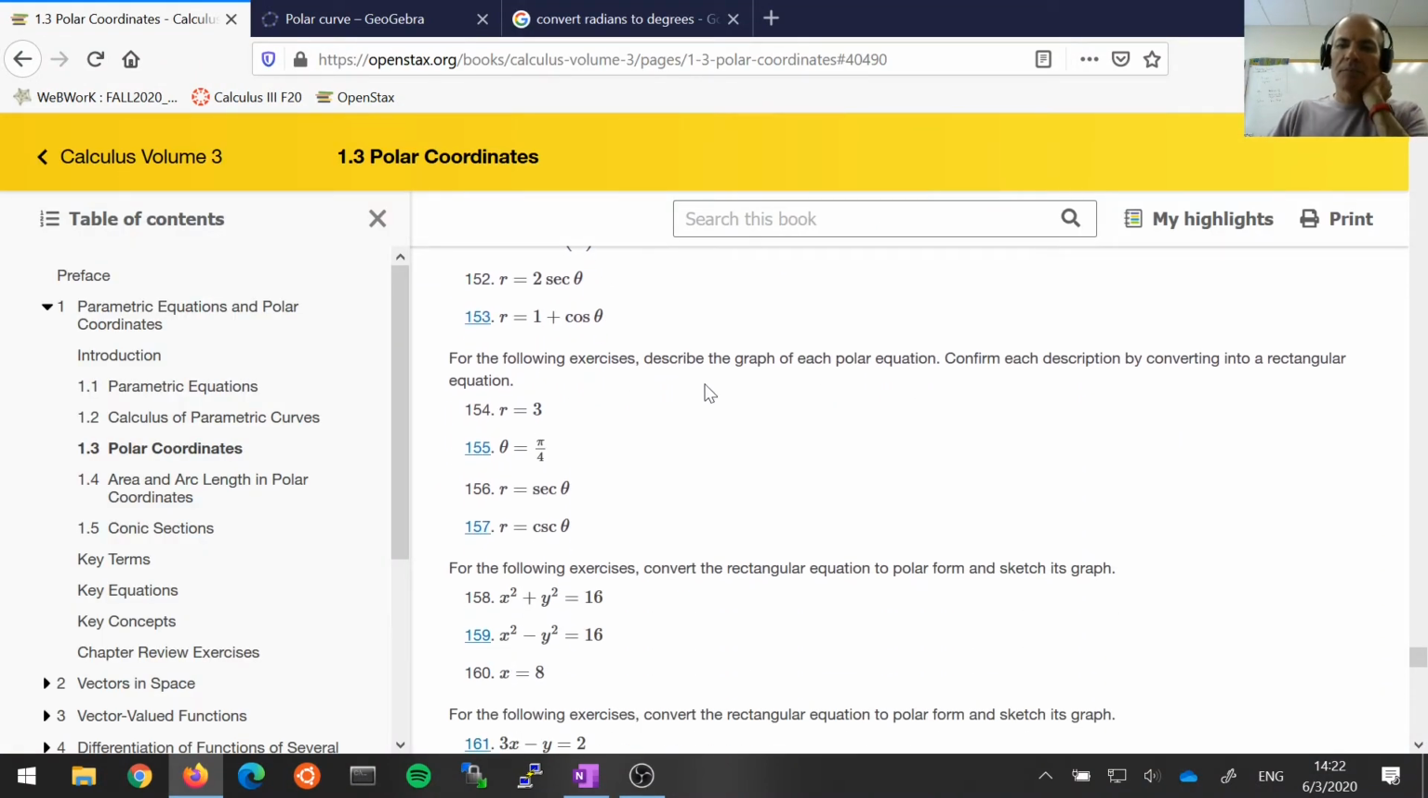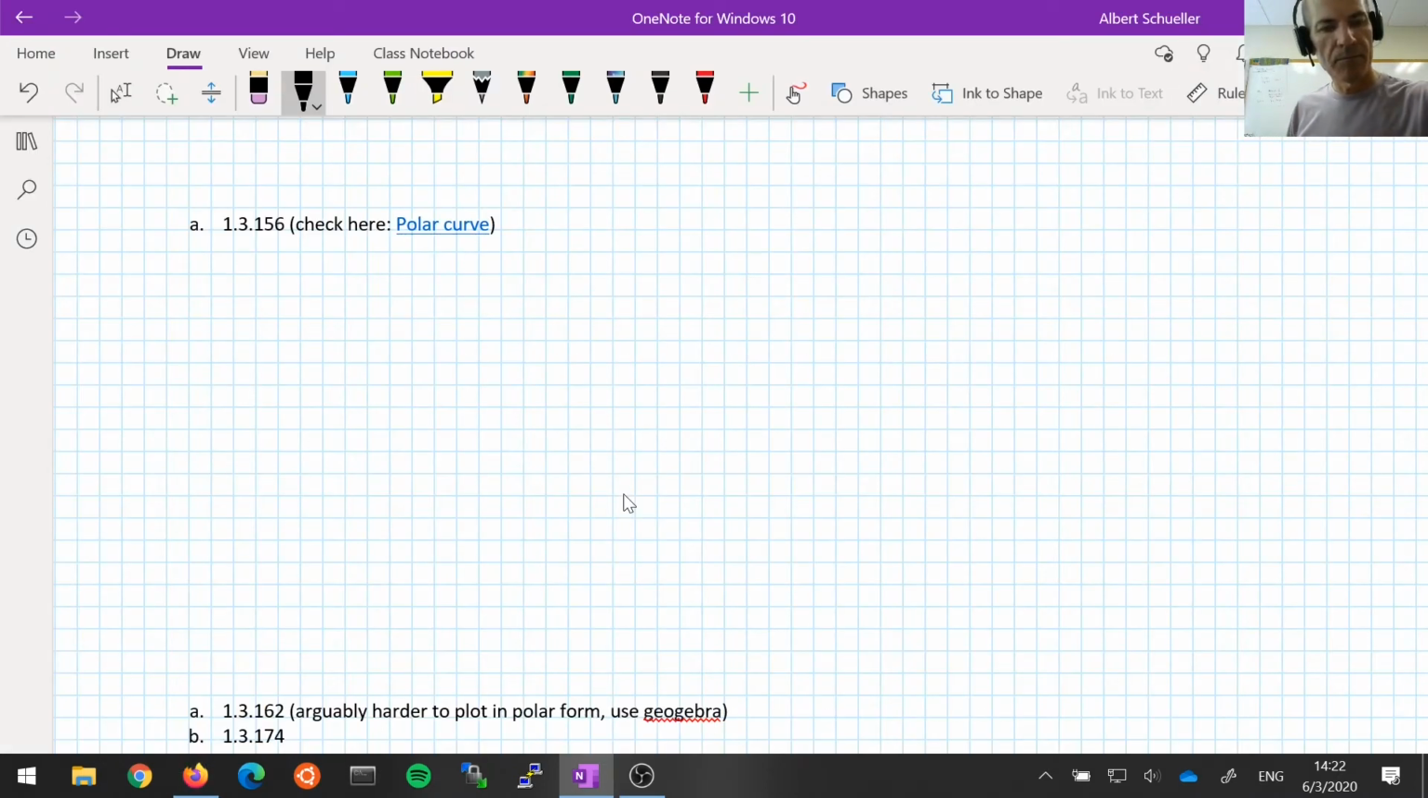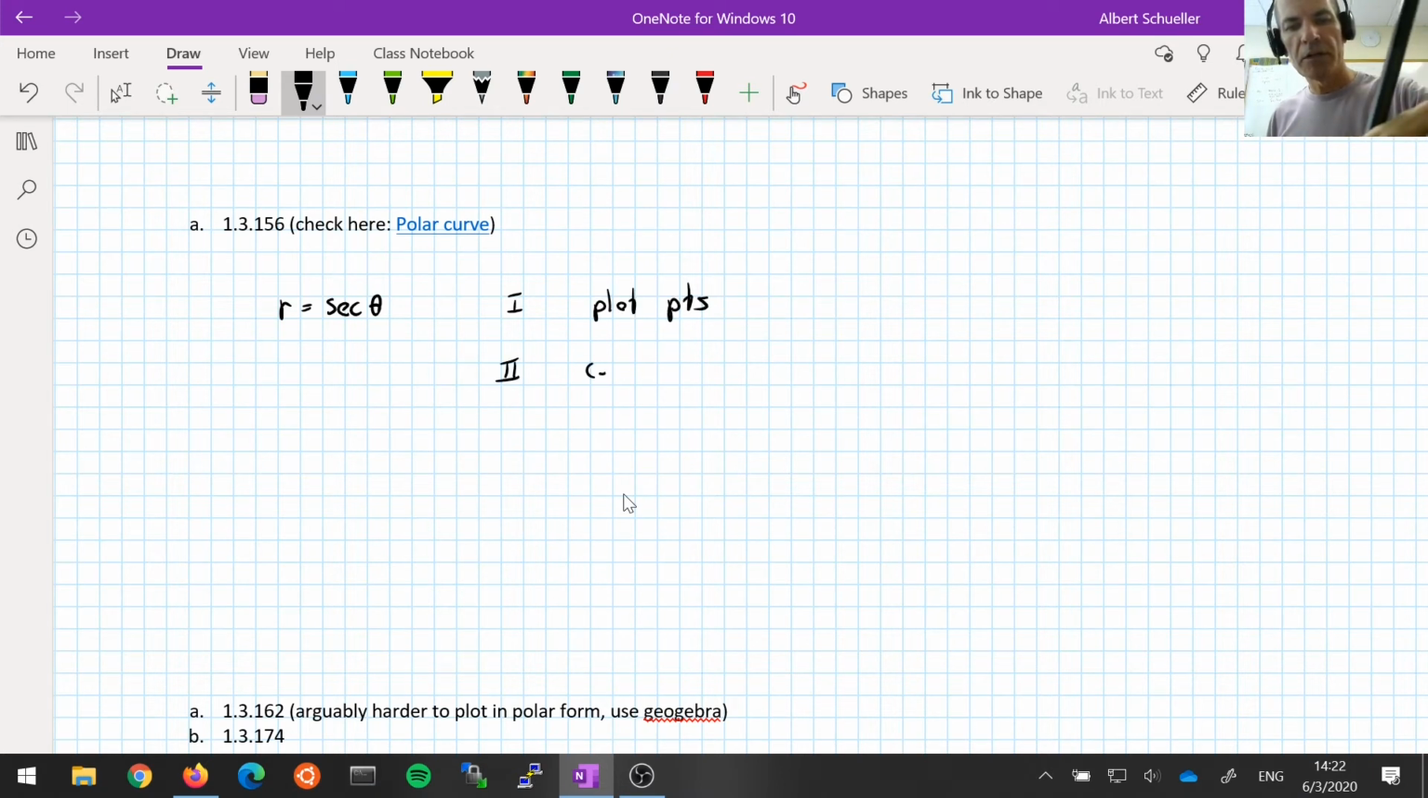Describe the graph of each polar equation. In 156, they want us to figure out what the graph of r equals secant theta looks like. Now, I've got a couple of options here. One, we could plot points, or two, we could convert to Cartesian.